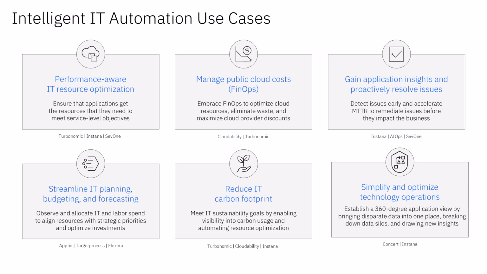When talking with clients about intelligent IT automation, you can reference the following 6 use cases. The first is performance-aware IT resource optimization. IBM is the only company that can deliver performance-aware optimization.